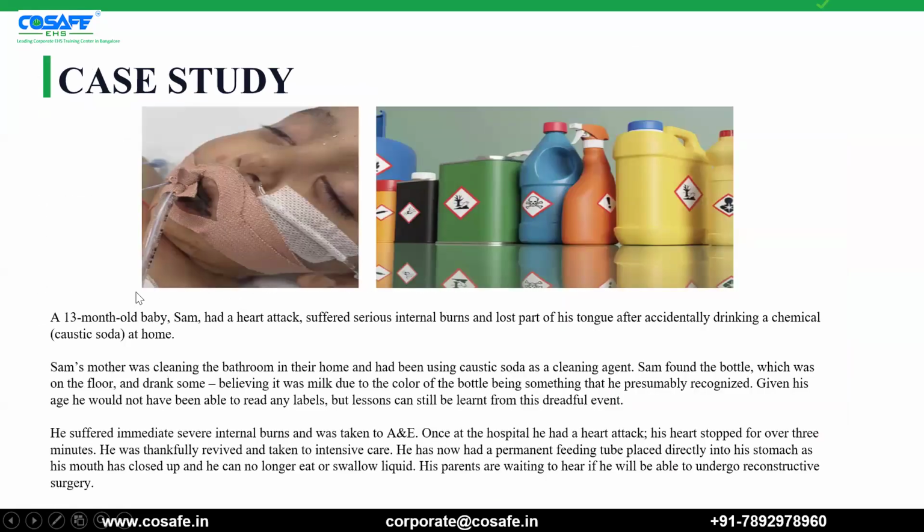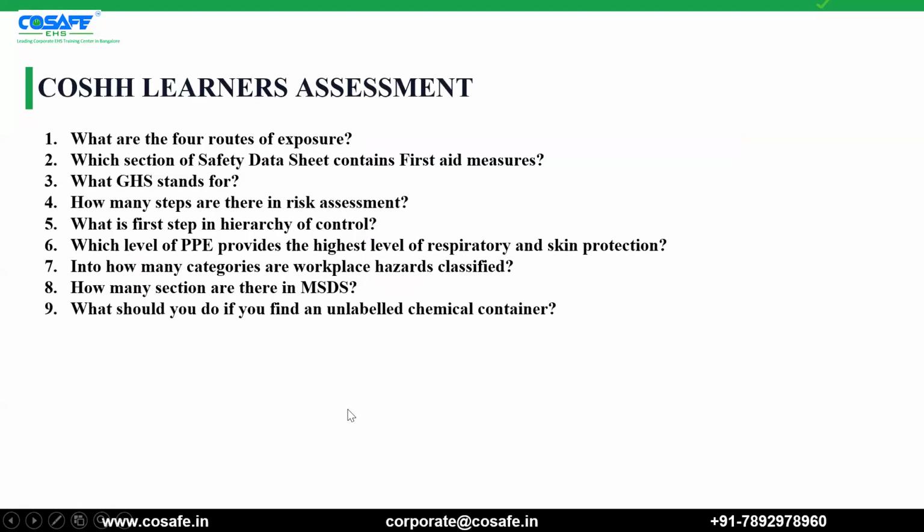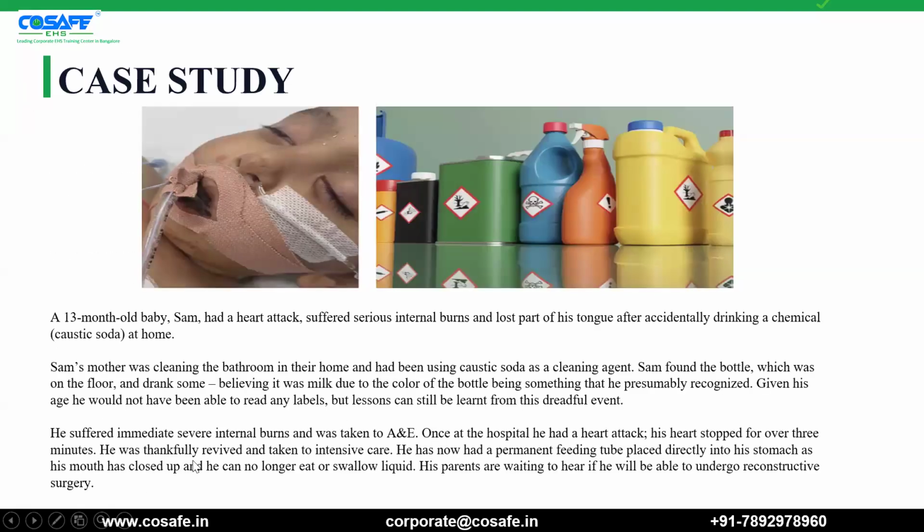Then lastly, let's see a case study. A 13-month-old baby, Sam, had a heart attack, suffered serious internal burns, and lost part of his tongue after accidentally drinking a chemical, caustic soda, at home. Sam's mother was cleaning the bathroom in their home and had been using caustic soda as a cleaning agent. Sam found the bottle, which was on the floor, and drank some, believing it was milk due to the color of the bottle, which he presumably recognized.